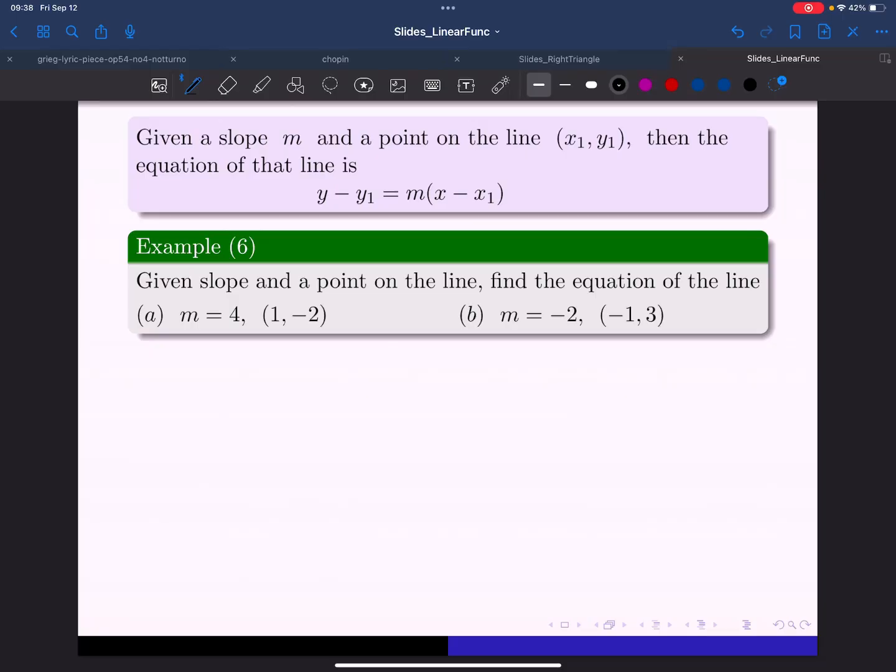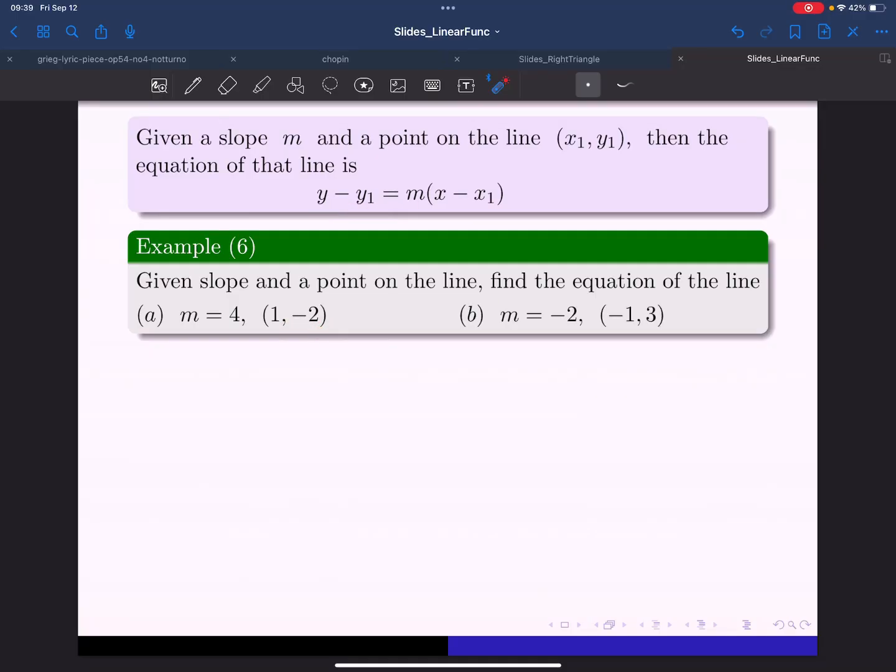Now we can work on this: given the slope and a point on that line, the point x1, y1, the equation of the line can be written as y minus y1 is equal to m times x minus x1. Here y1 and x1 are the coordinates of the given point, and the slope is also given. So let's see an example. If we are given the slope and a point on that line, we can find the equation of the line.